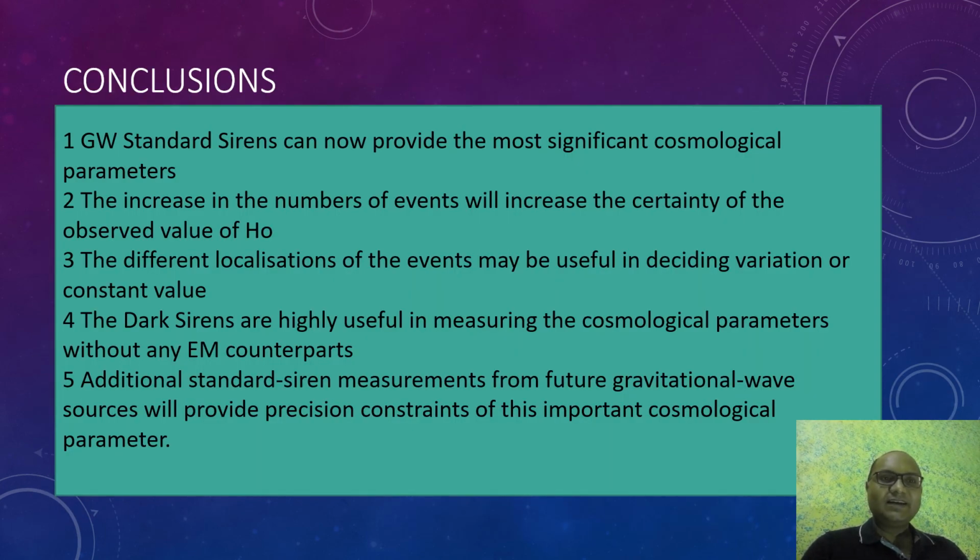I'm just going to conclude that gravitational standard sirens can now provide the most significant cosmological parameters. The increase in the number of events will increase the certainty of the observed value of H0. The different localizations of the events may be useful in deciding variations or constant values. The dark sirens are highly useful in measuring the cosmological parameters without any electromagnetic counterparts, and additional standard siren measurements from future gravitational wave sources will provide precise constraints on these important cosmological parameters.